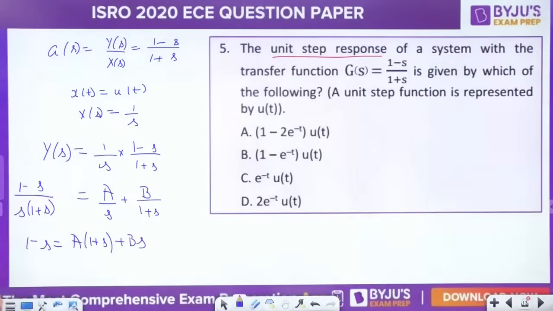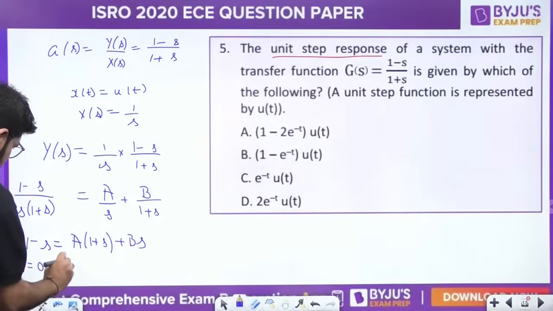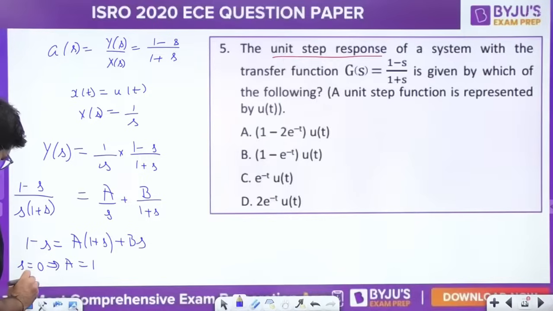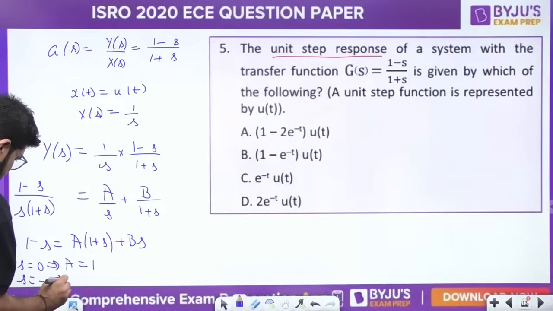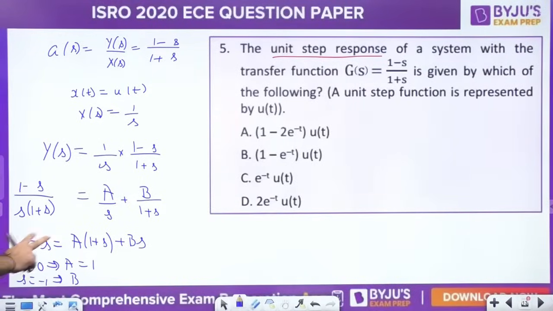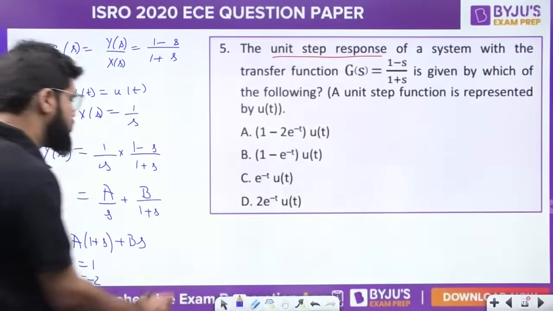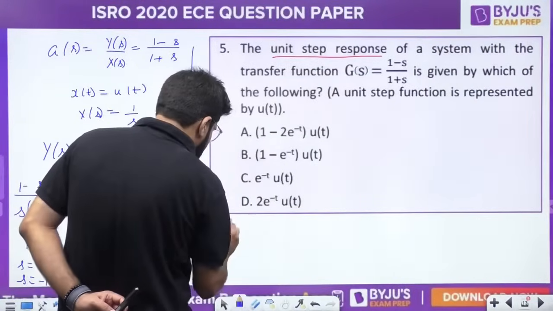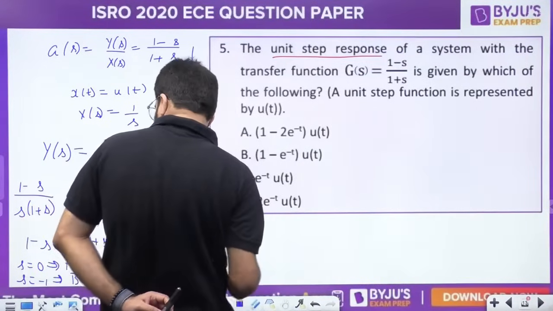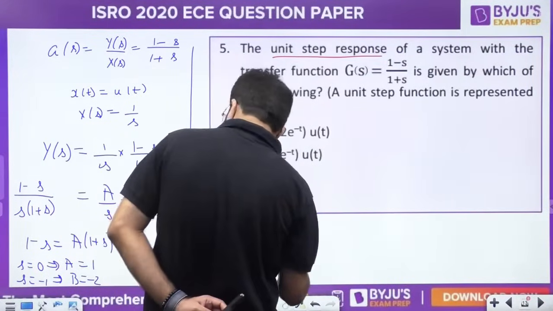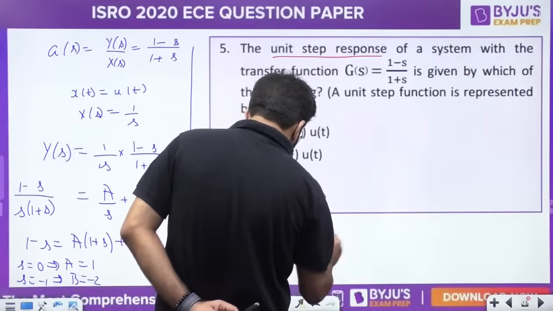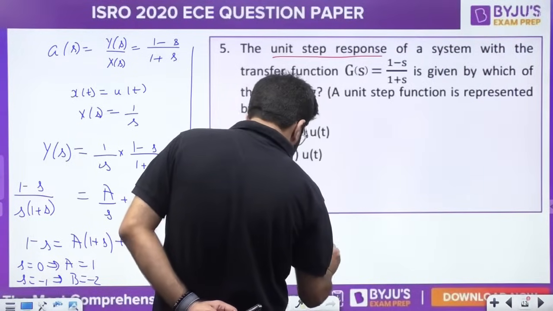Let's quickly simplify the partial fraction calculation. Putting s equal to 0, I will get the value of A, which is 1. If I put s equal to minus 1, I will get the value of B, which is 2, and here 1 minus s gives minus 1, so B is minus 2. So the output after partial fraction is 1 by s, and minus 2 upon (s plus 1).